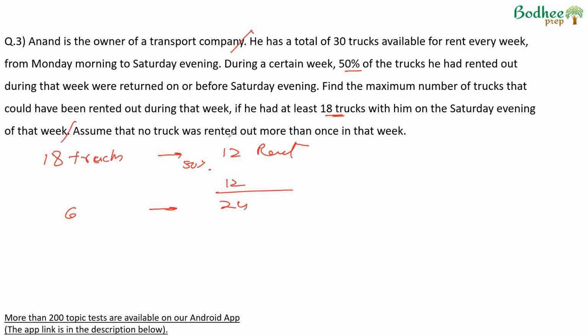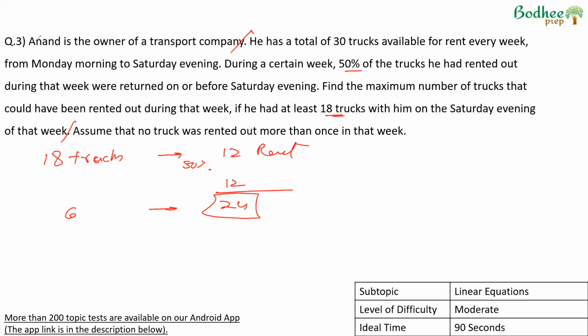Assume that no truck was rented out more than once a week. We have to find out the maximum number of trucks that could have been rented out. 24 trucks were rented out, 50%, that is 12 were returned, 6 were already there, and therefore 18 were with him. And that becomes my answer. Easy question. The only thing is we have to deal with 12 is something that we have to understand, not more than a minute and a half to solve.